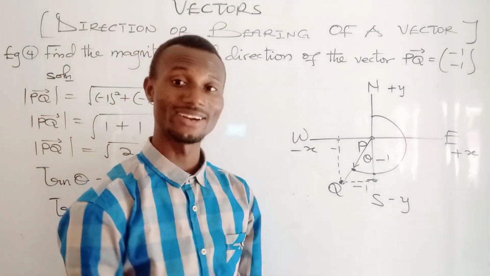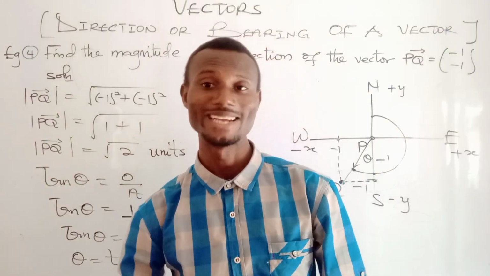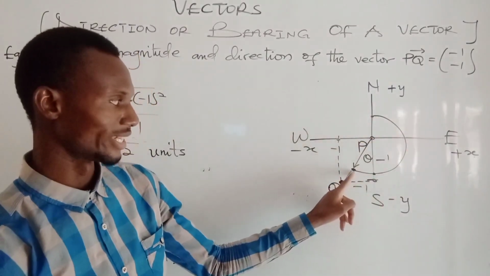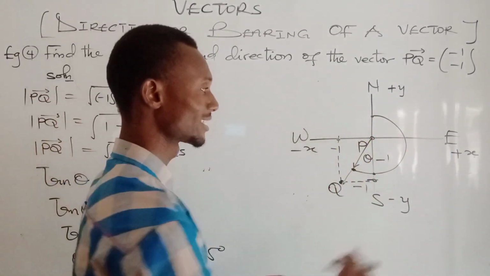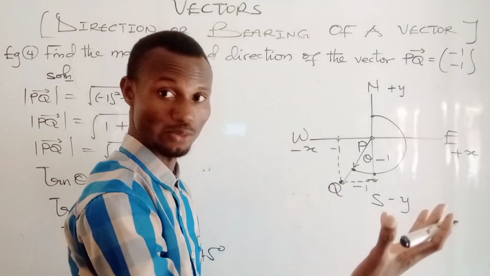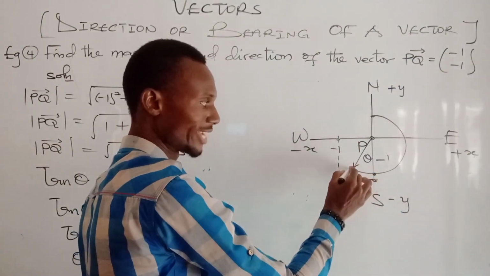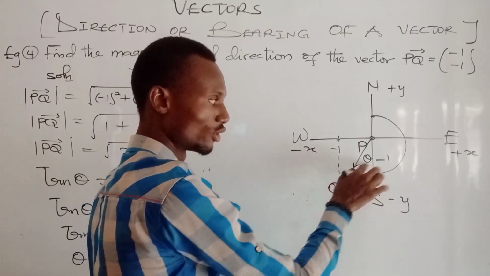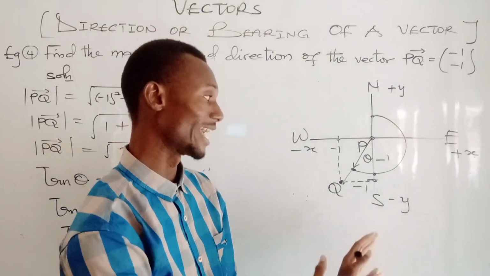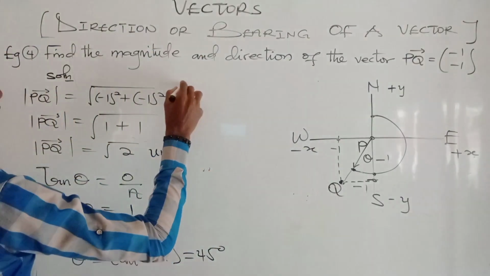So now that we know the angle theta to be 45 degrees, then of course we can now know the bearing or the direction of the vector PQ, because we'll read from the north till we end on this vector PQ. We know that from here to here is 180 degrees, and I've explained why. So from here to here is 180 degrees, and we are reading up to this point. So we just need to add the theta to the 180 degrees, then it will give the entire bearing or direction of the vector PQ. I hope you understand.